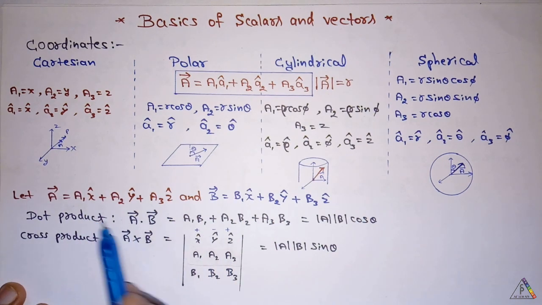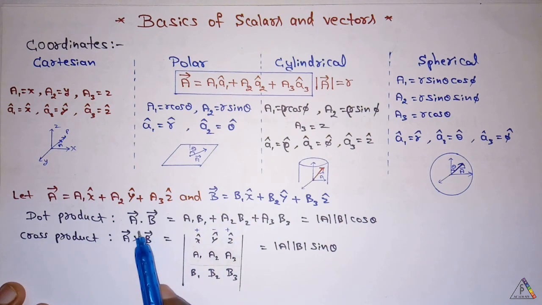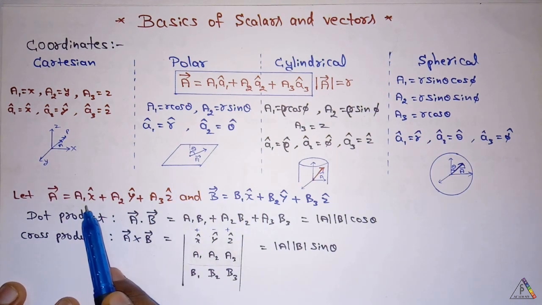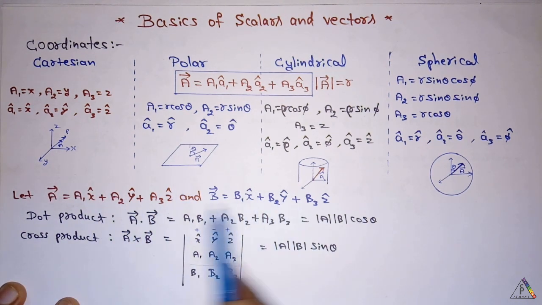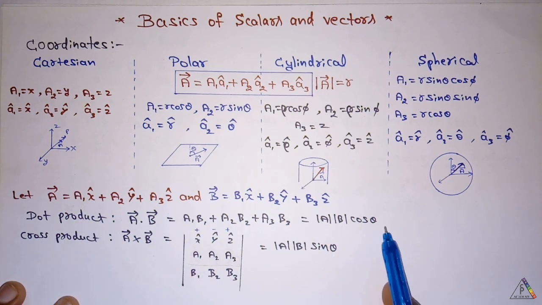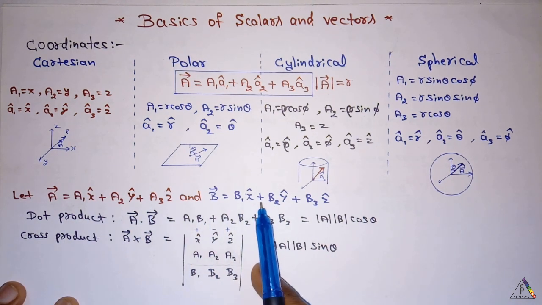The dot product between these two vectors, A bar dot B bar, is equal to the sum of the products of the components of the corresponding variables, that is x with x, y with y and z with z. And the dot product is also given by the product of the magnitudes of these two vectors and cos of the angle between these two vectors.